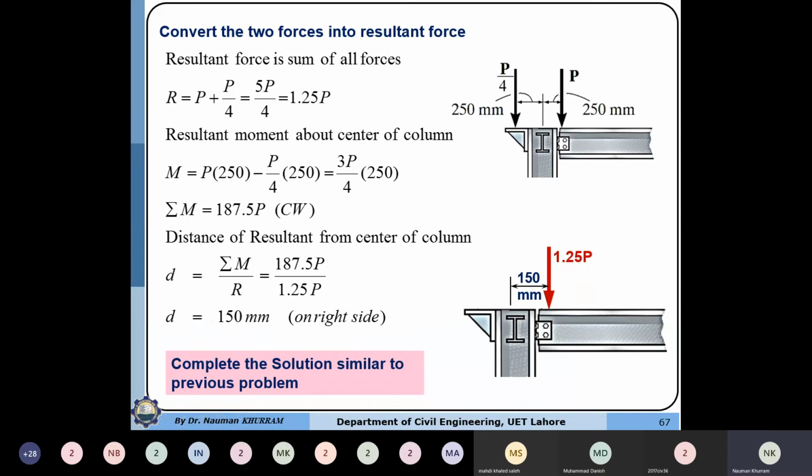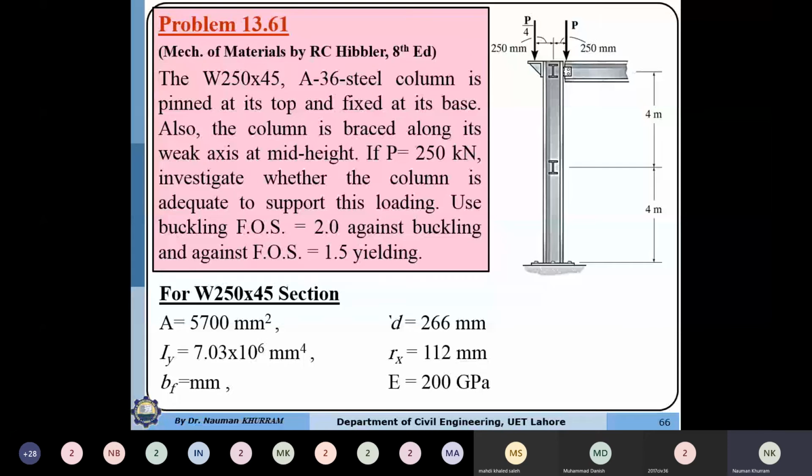So here, if you want to solve this problem, you have to use the concept of the previous problem. About the major axis, about the x-axis, the column is fixed at the bottom and pinned at the top because this is a simple connection. So the column is simply supported, so the k value will be equal to 1, and you have to use the total length to determine it, and you will use the secant formula.